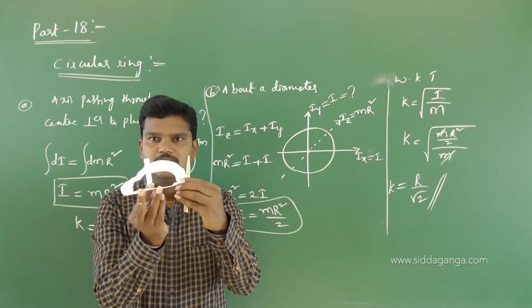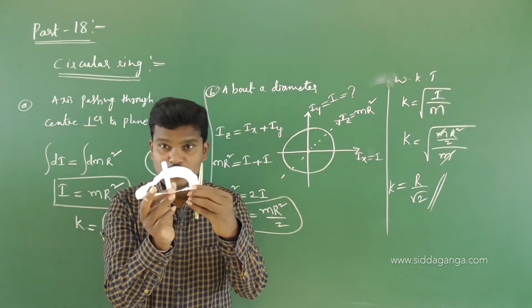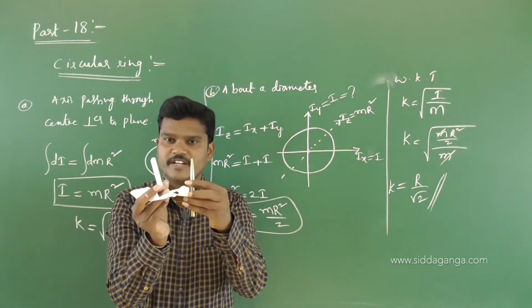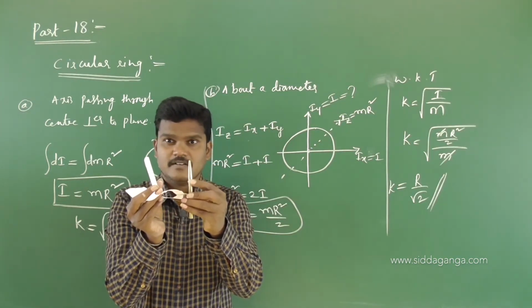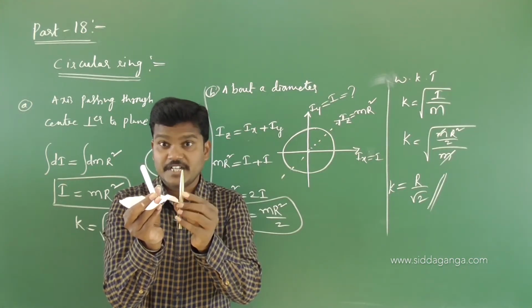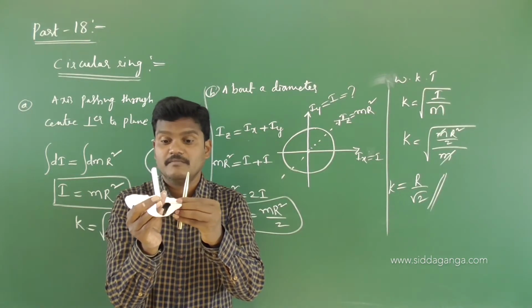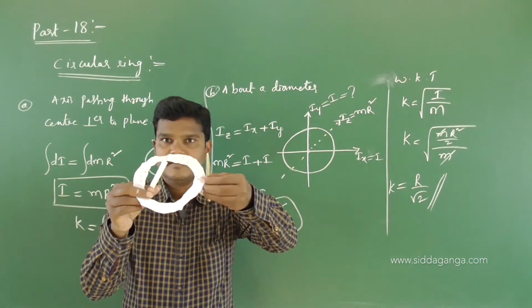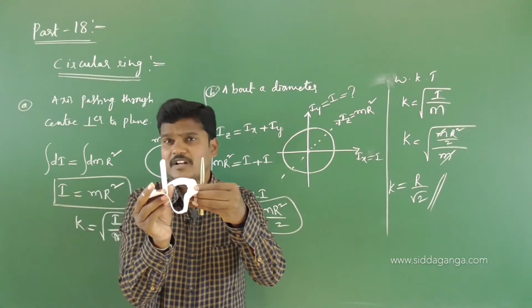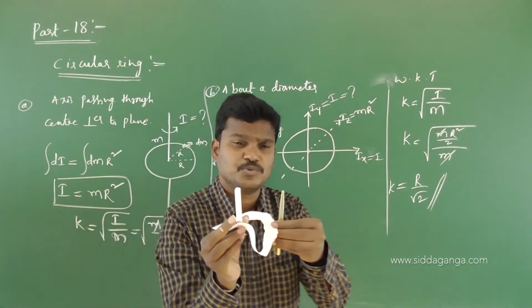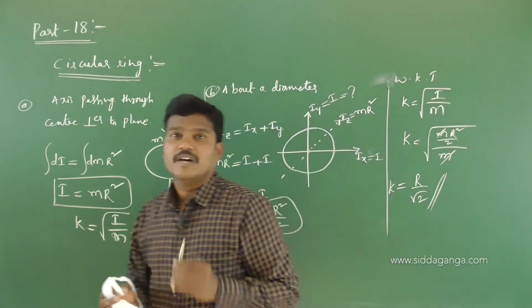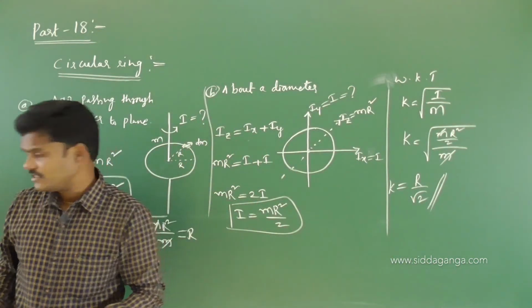About this chalk piece, the axis passing through the center perpendicular to the plane, is mR square, but our target is to find about this pen, means about a tangent. This is the tangential line, about a tangent perpendicular to the plane. These two axes are parallel to each other. Then what formula do you have to use to get about this tangent? Definitely you have to use the parallel axis theorem. So let me write the third formula.